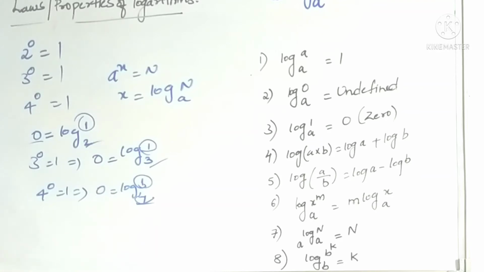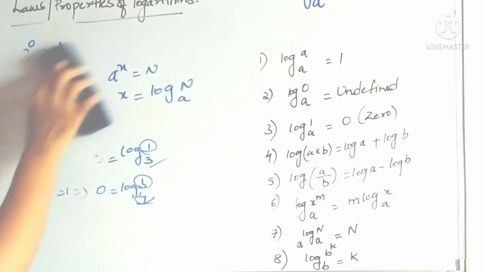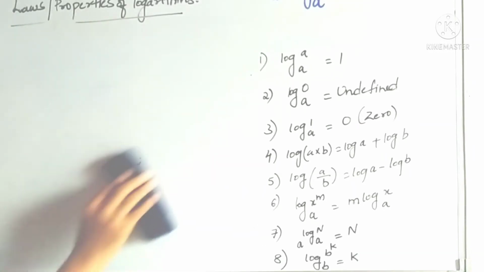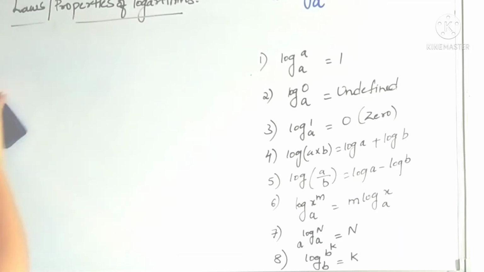So what is log 1 value? 0. What is log 1 base 7? 0. What is log 1 base 5? 0. So whatever may be the base, irrespective of the value of base, if there is 1 in the logarithm, that will become 0, right?